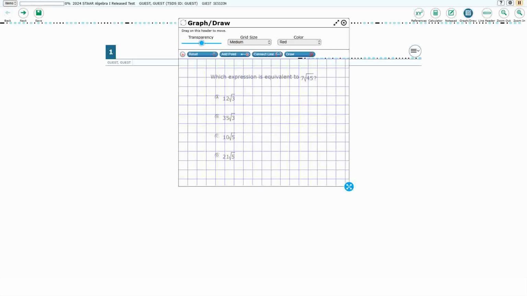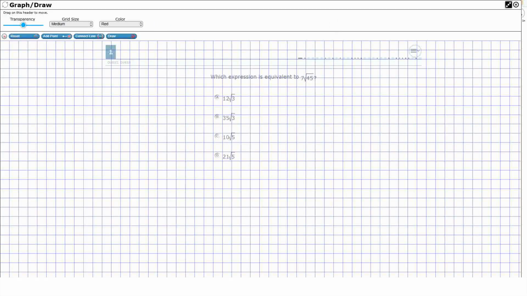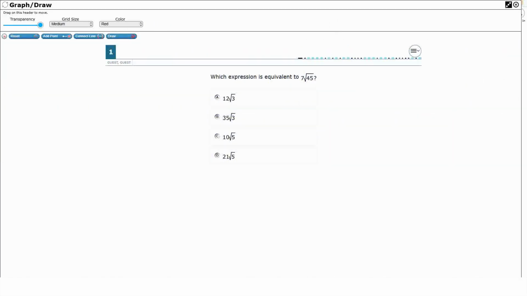For number one, we are looking at standard A.11a. We are simplifying square roots, and it's a pretty straightforward problem to get started with on this STAAR exam. We need to find an expression that is equivalent to 7 root 45. And so we're going to leave this 7 alone. Really, let's look at that root 45. What we're looking for are factors that can multiply into 45 that are perfect squares, right?